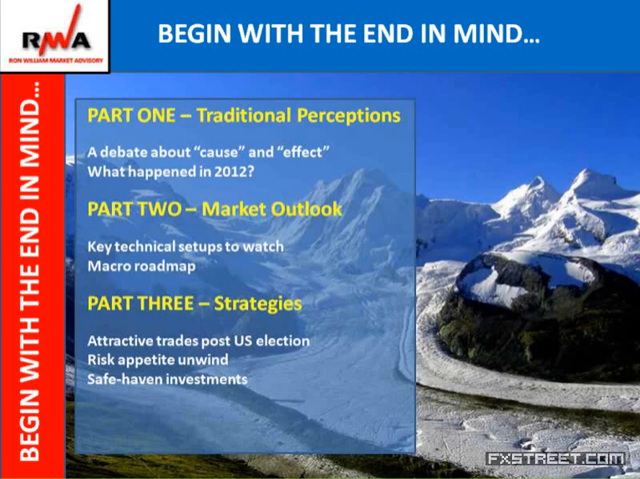Part two, a quick market outlook, key technical setups to watch out for. I'll talk about the S&P 500 and a big headline on Apple and the sharp fall that the Apple stock has had, and what that means for general risk appetite and general safe haven plays in the market. And part three, we focus on strategies, where we'll be talking about attractive trade setups post-U.S. election, where the key themes are likely to be an unwind in risk appetite and a renewed increase in safe haven investments.